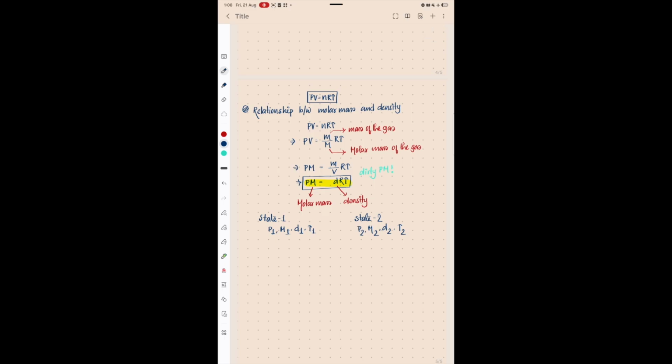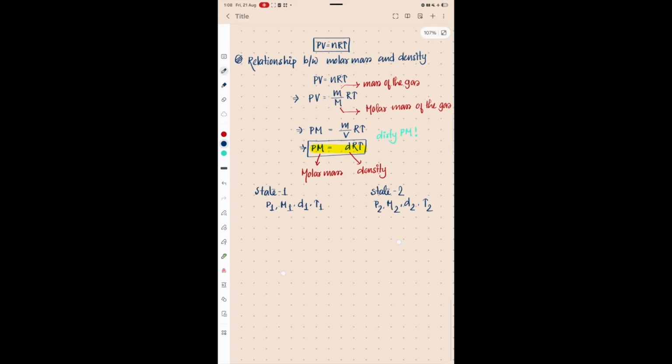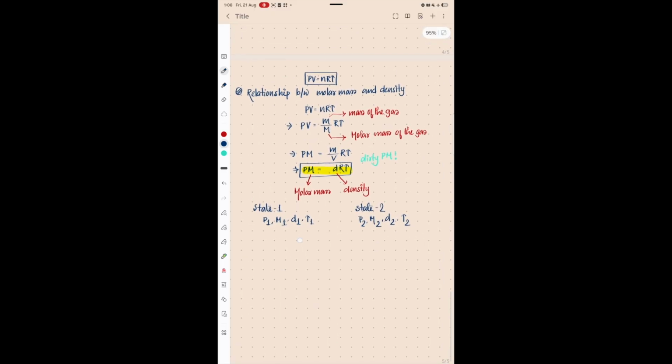Okay, so whatever. Now from these, what we can do is that you can say P1 M1 by d1 T1 is equal to P2 M2 by d2 T2. Okay, so this is the relation. This we may have to use when we are doing numerical problems.